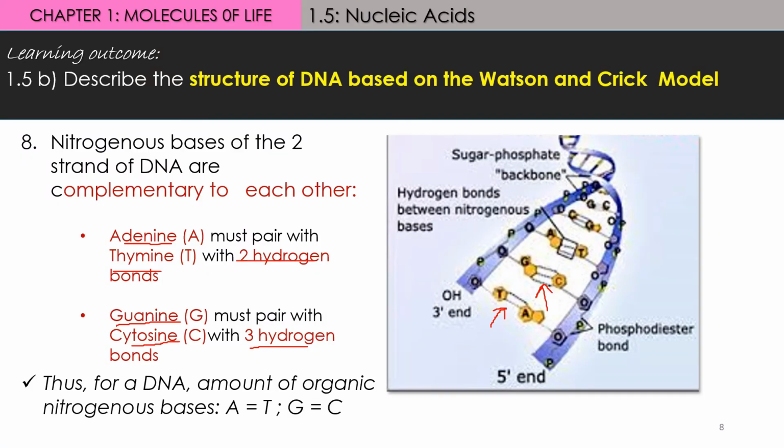So for a DNA, since the complementary base rules are followed, the amount of the organic nitrogenous base adenine should be equivalent to thymine, and guanine should be equivalent to cytosine.